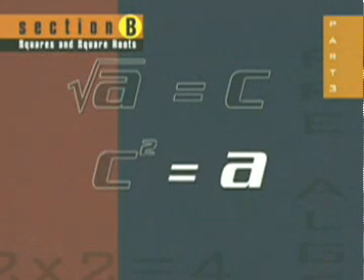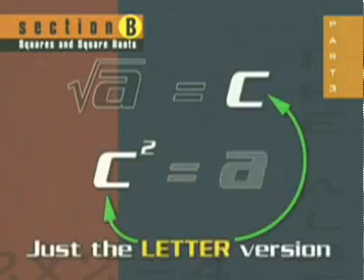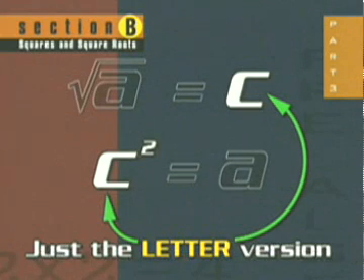Now in the math community, or in one of your books, you might see a formula with some letters in it to explain the square root. Let's see what it looks like so it won't catch you off guard. If you come across this, the number c is the square root of a if c squared equals a. Don't worry, this is just the letter version of what we've been doing with numbers.